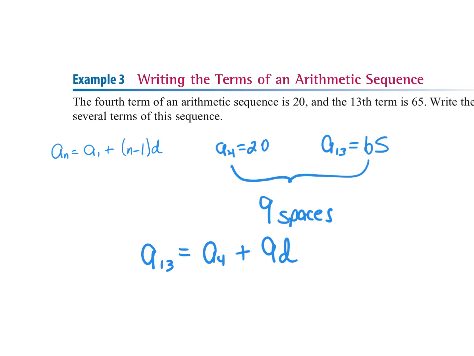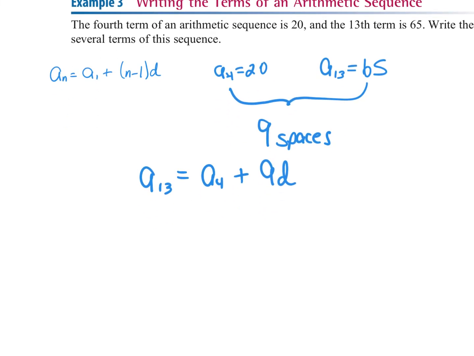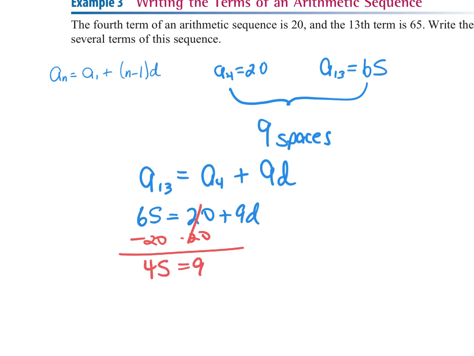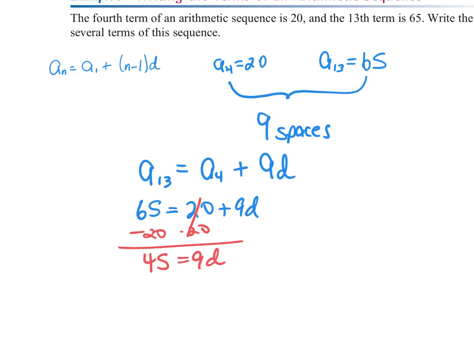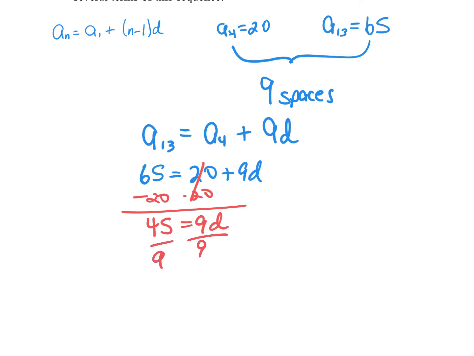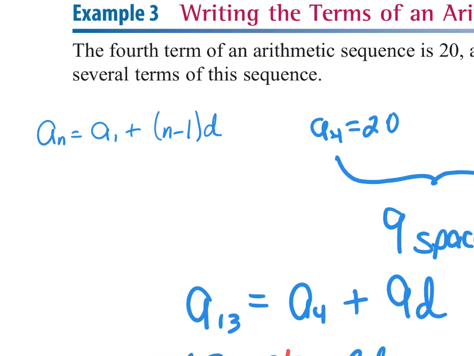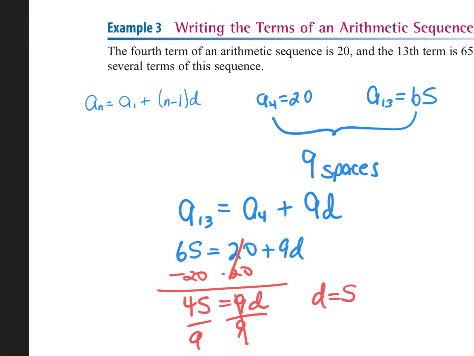If it was 8 spaces away, you would take those 2 terms and you'd say, okay, I got to go 8 spaces. So let's fill in what we know. We know the 13th term is 65. We know the fourth term is what? 20 plus 9 times d. Now what? Okay, subtract 20. Good. So 65 minus 20 is 45 equals 9 times d. What's my common difference? Divide both sides by 9. And my common difference is 5. So from one space to the next, I go 5 places.